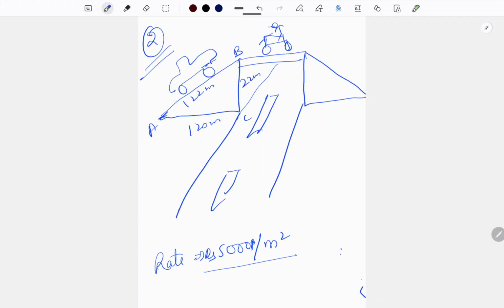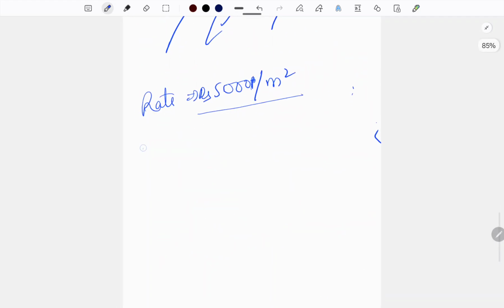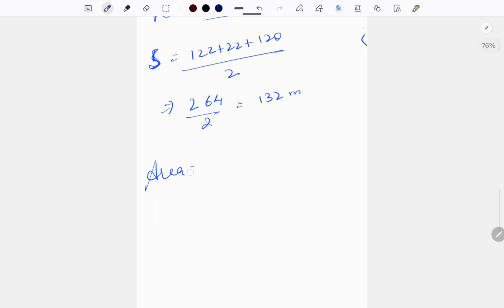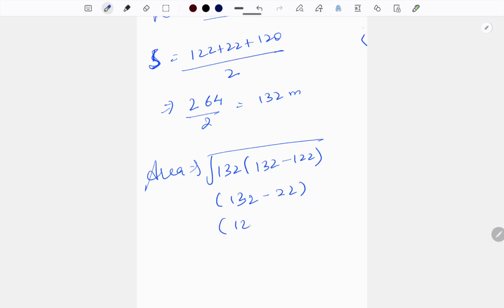We can see triangle ABC. So s is equal to 122 plus 22 plus 120, that goes for 264, by 2, that comes 132 meter. Now the area will be the square root of 132 into 132 minus 122, 132 minus 22 and 132 minus 120.